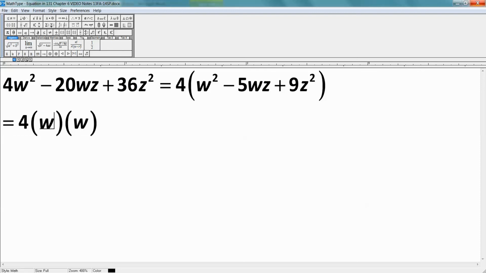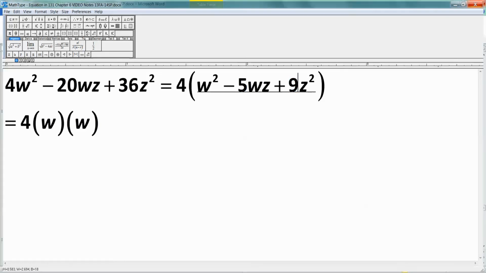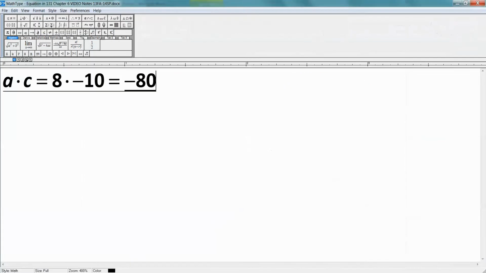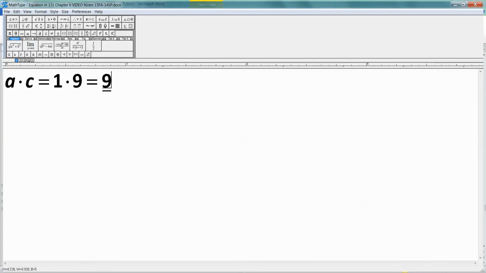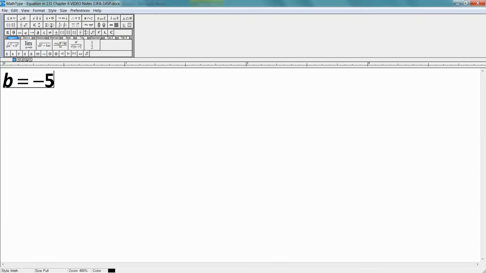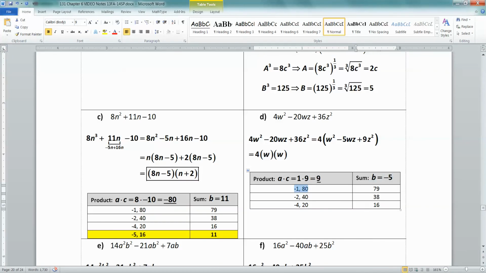And what we need to do is we need to be able to multiply to 9, but add up to negative 5. Because 1 times 9 is 9. Here, let me make a table. So the product is 1 times 9, right, which is 9. But we need to add up to, what was it? Negative 5. B was negative 5. There we go. All right, so 1 and 9. So we could do negative 1 and negative 9. That would make negative 10, so that's not good. Negative 3 and negative 3. That would make negative 6, so that's not good. And that's it. There's no other factors of 9.